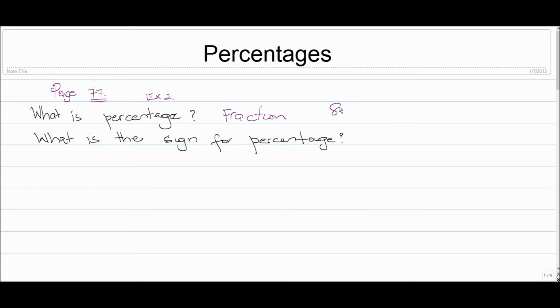So for example, we have 8%. This is the sign for percent. We just have a simple slash with two small dots on either side. So 8% would really be 8 out of 100. So 90% is really 90 out of 100. So here we have two simple examples. 8%, 8 out of 100. 90% is really 90 out of 100. And we have the sign there for percent.